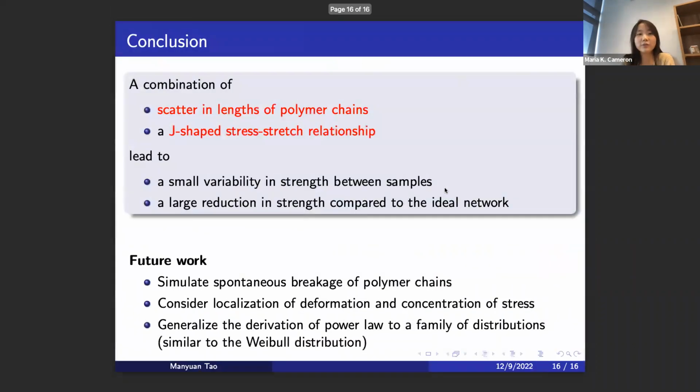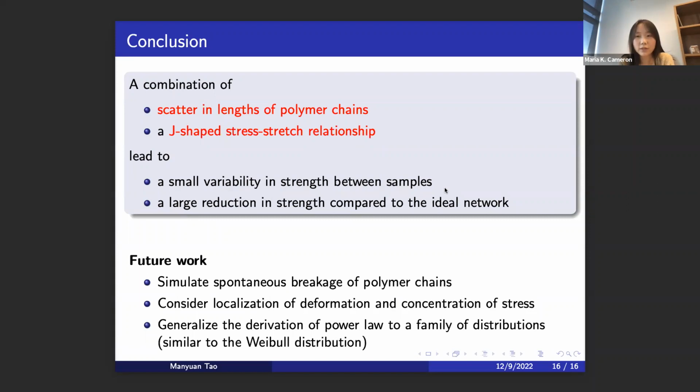Finally, we conclude that it is the combination of a scatter in the lengths of polymer chains and a J-shaped stress-stretch relationship that leads to the small variability in strengths between samples and also a large reduction in strengths compared to the covalent bond strengths.